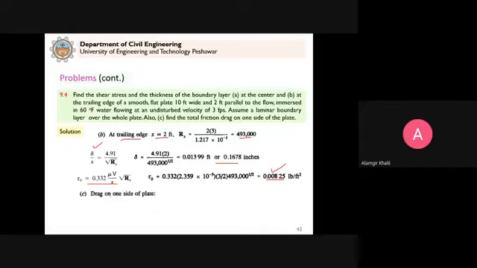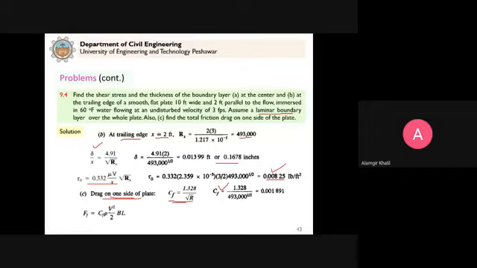Now drag on one side of the plate. Since we have laminar boundary layer, so CF you can calculate for this. This is for the entire plate, so that's why not X but L. Not CFx but CF, not Rx but RL, because it is for the entire plate now. So you can calculate the friction coefficient.